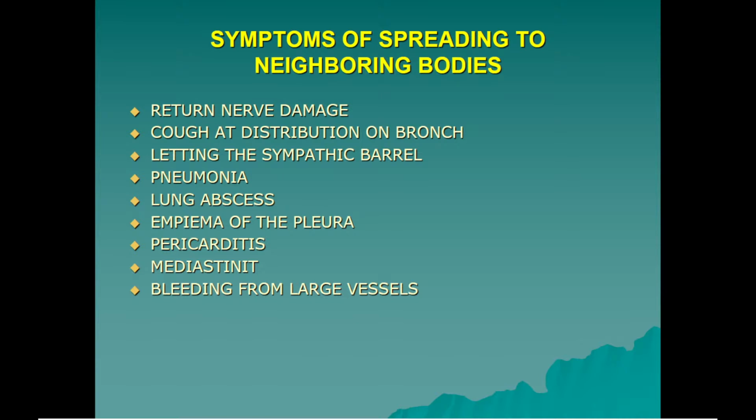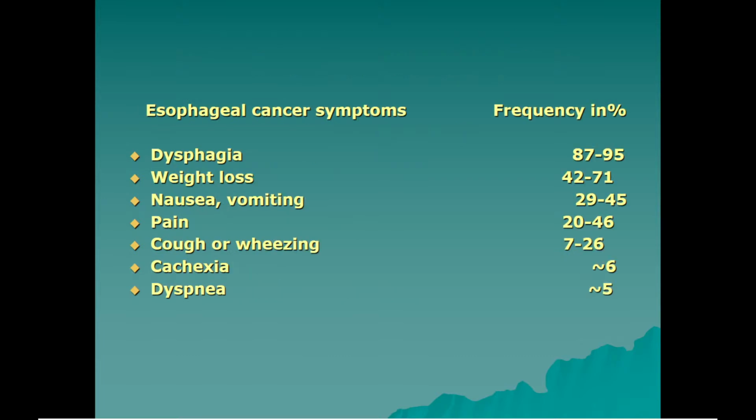Symptoms of spreading to neighboring organs: recurrent laryngeal nerve damage, cough, sympathetic nerve involvement, pneumonia, lung abscess, empyema of the pleura, pericarditis, mediastinitis, bleeding from large vessels.